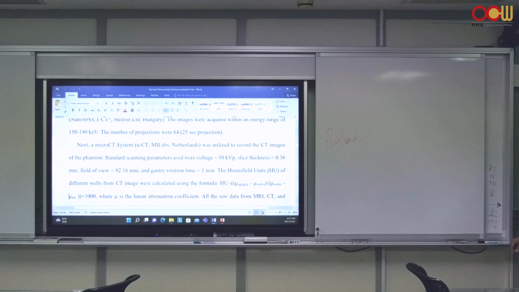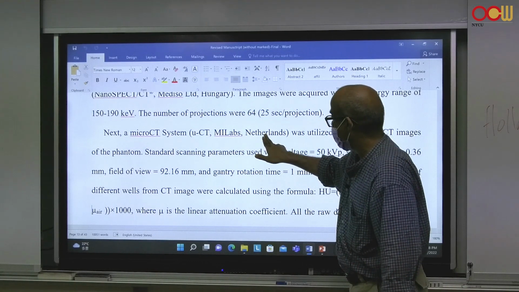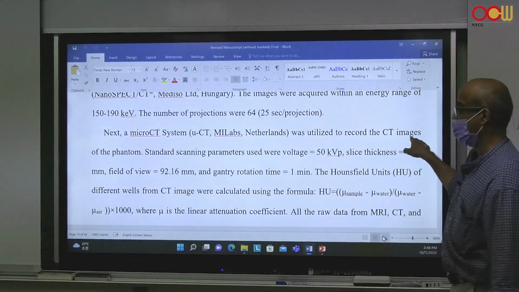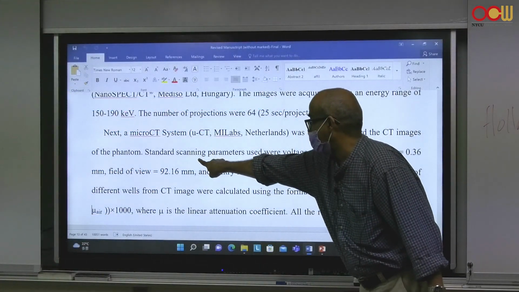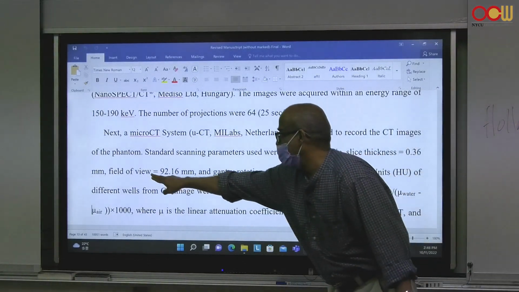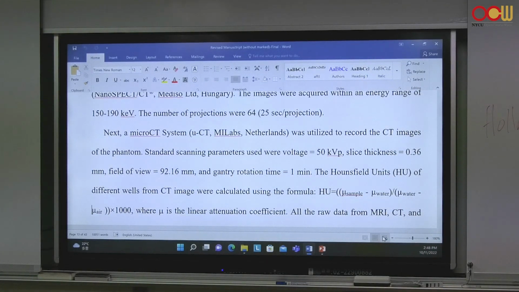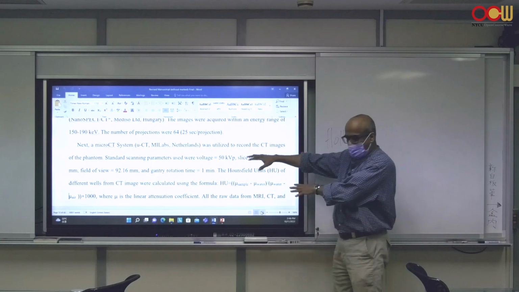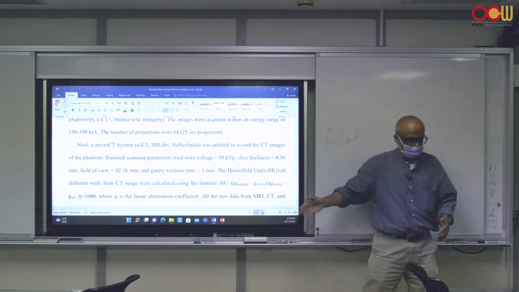Now we have done CT, not OCT, but just CT. So micro CT system, company, country, model name was utilized to record the CT image. So that would have been enough, but I add more. Standard scanning parameters used were voltage equal to so much, slice thickness so much, field of view so much, gantry rotation that much. This is my information we need to put in for any of your machines that you are using. Whatever your work is, it is not like me, your work is different, but I am giving you the idea how detailed you have to write.